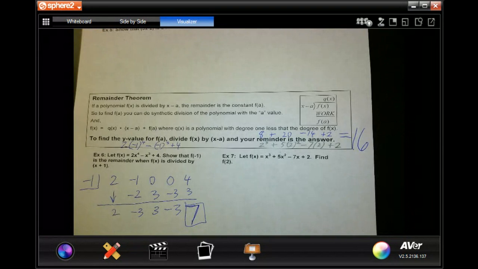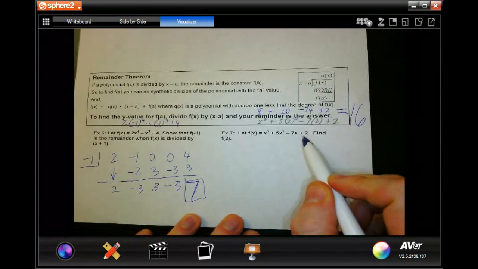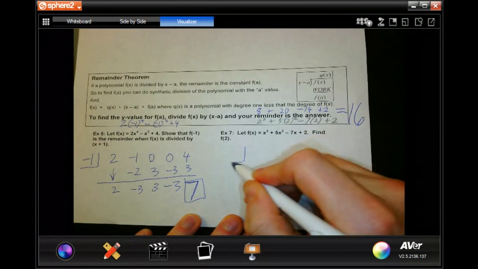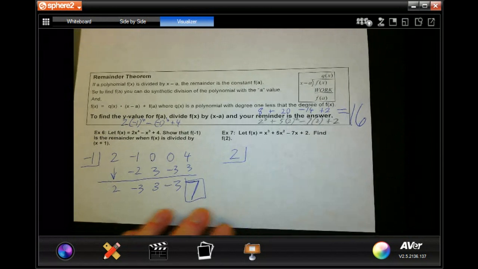So what should our remainder be? What should our remainder be if we were to do synthetic division for x minus 2, essentially? What would be our remainder if we were to do synthetic division with a 2 right here?